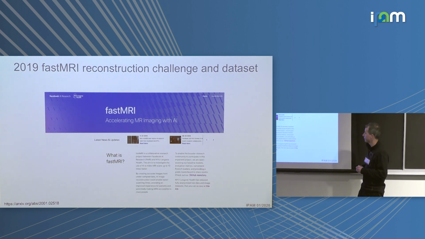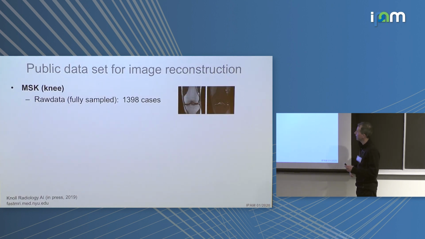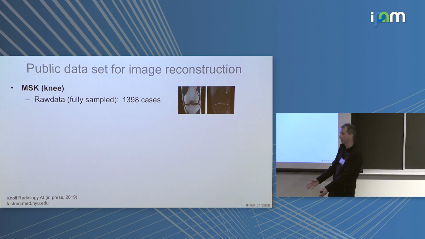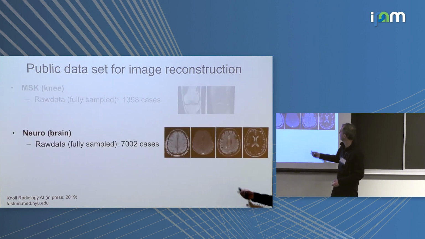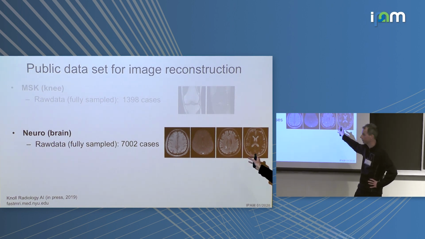So what we did in 2019 was we organized what we called the fastMRI Image Reconstruction Challenge. So we put a data set together from NYU. This is raw measurement data from the MR scanner. So it's not the images, it's the Fourier data at the stage before the scanner processes it. About 1,400 cases from clinical patients, from knees. And by the way, we just added a month ago neuro or brain data to it, 7,000 raw data cases.